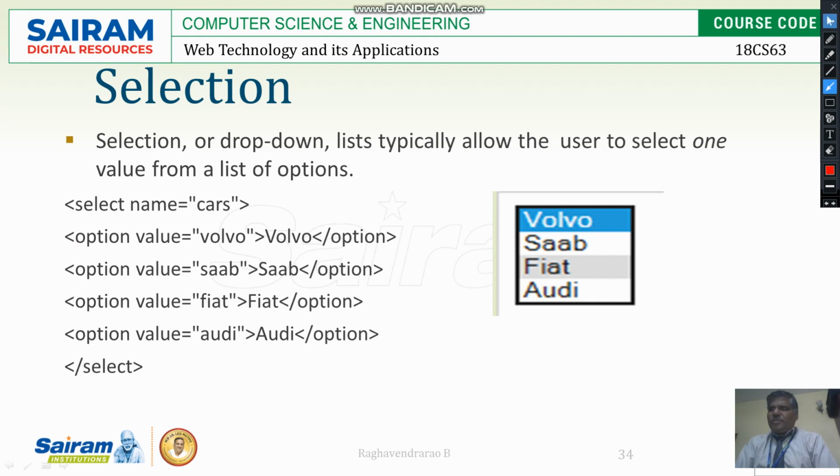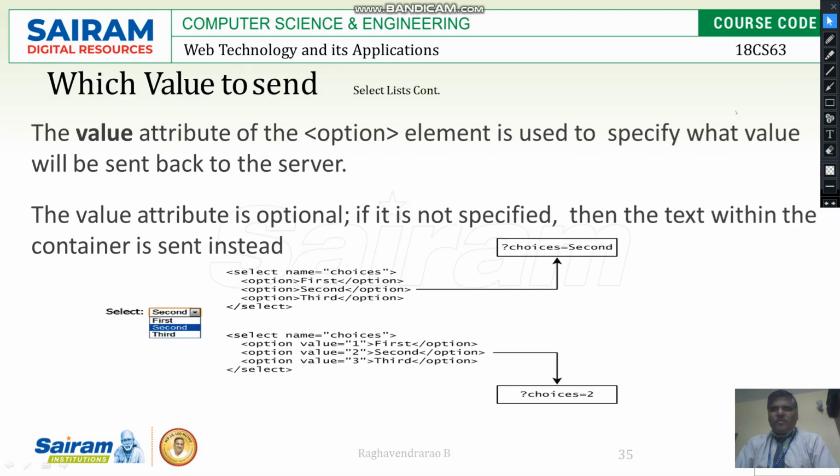Next is about which value is going to be sent. When you select, whatever value is present in the text box, the first text box over here. This is the drop down list. You can see the drop down list here. Click on this, and it is going to get listed over here.